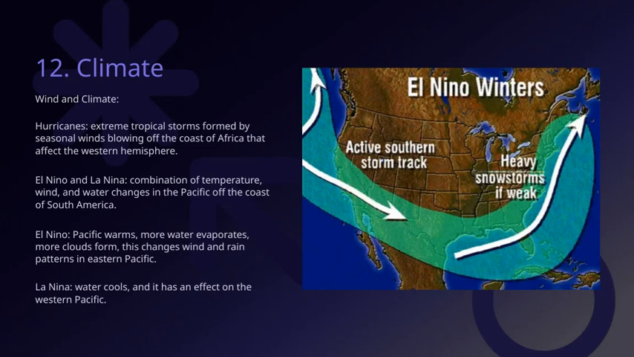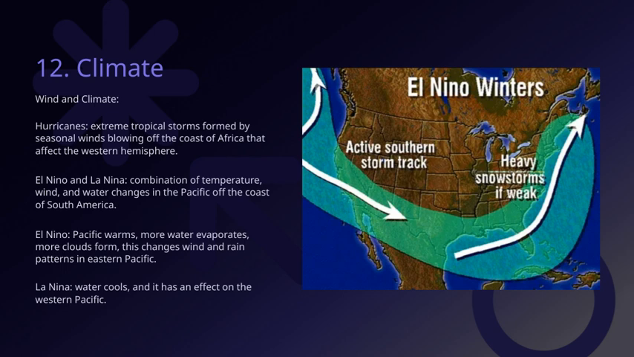Now, let's talk about some of the key climate phenomena that influence weather patterns around the world. First, we have La Niña, which occurs when water in the Pacific cools down. This cooling has a significant effect on the western Pacific region, impacting weather and ocean conditions there. On the other hand, El Niño happens when the Pacific Ocean warms up. This warming causes more water to evaporate, leading to increased cloud formation. As a result, we see changes in wind and rain patterns, especially in the eastern Pacific.